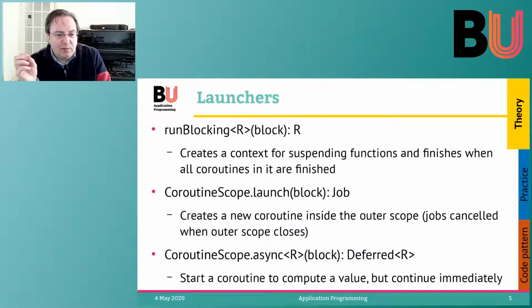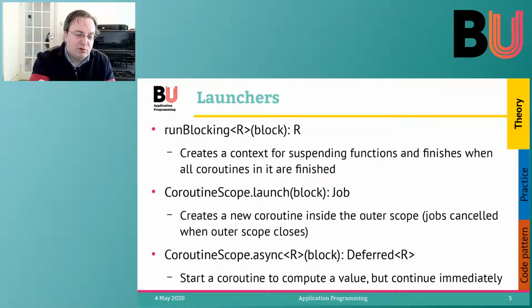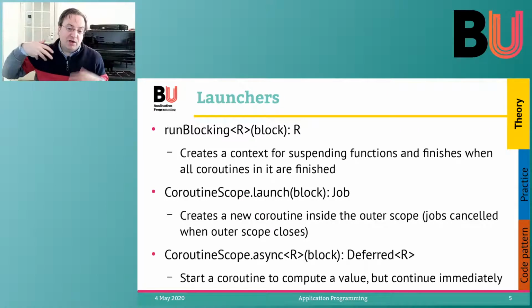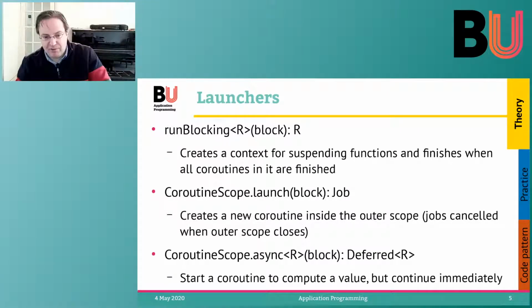Then the second one, and one that you will use quite often, is the coroutineScope.launch function. That is a function on CoroutineScope, the interface, that allows you to launch a new coroutine inside that outer scope. That means that when the outer scope closes, it cancels the jobs, or if one of them fails, the other ones get cancelled. Because coroutines can be cancelled, there's a way inside your suspending function to actually check whether the coroutine has been cancelled, so you don't do any more computation.